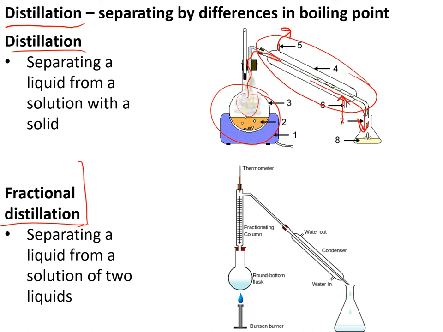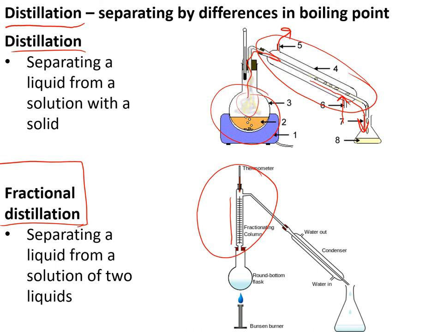Fractional distillation is used to separate mixtures of two different liquids together. So for example, let's imagine you had a mixture of ethanol and water. This would allow you to collect one pot of ethanol and one pot of water. And it has the same basic setup as simple distillation, with the addition of a fractionating column. And the fractionating column allows for a better temperature gradient. So it makes sure that you get a better separation between these two different liquids.